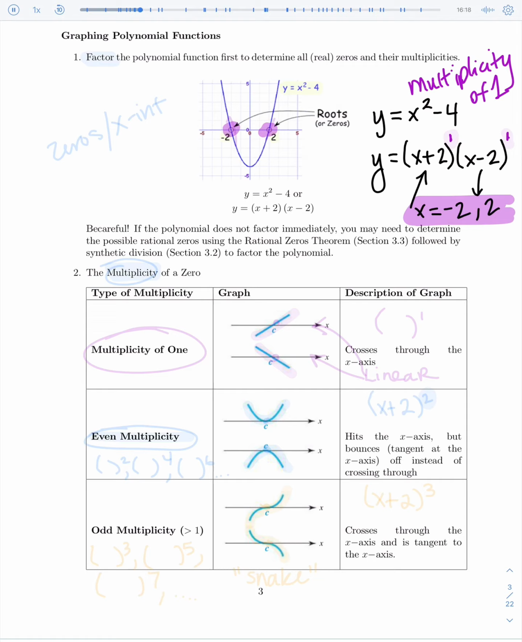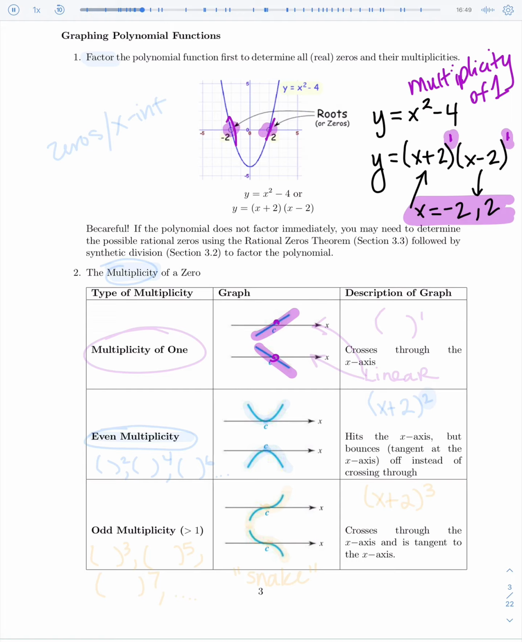So what happens if we have something that isn't a multiplicity of 1, let's say a multiplicity of 2? Well, first of all, with multiplicity of 1, we saw what happens. It just cuts through the x-axis at that value, either going up or going down. So multiplicity of 1 means that you just cut straight through the 0, because it's raised to the first power, that root, or 0, or x-intercept, whatever you want to call it.